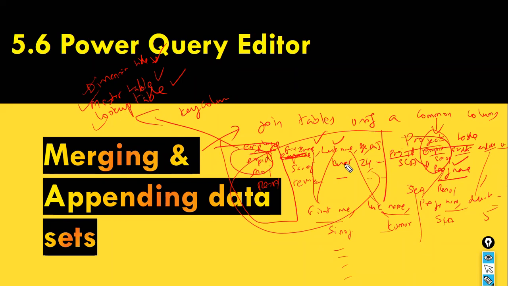So in the case of this table, the key column should not have duplicate values. Whereas this table is a transaction table. Here you can have duplicate values for the keys. The employee number can have duplicate values, and even project ID can have duplicate keys.